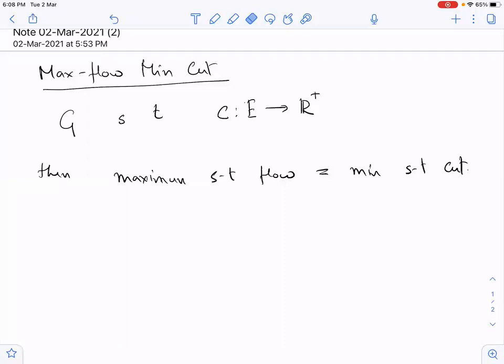So how was this proof of max flow min cut done? Was it done by saying that, okay, here is a graph with a minimum cut of something, and then you can slowly create a flow of that much amount? Yes, sir. Okay, good. That is how it was done, right?